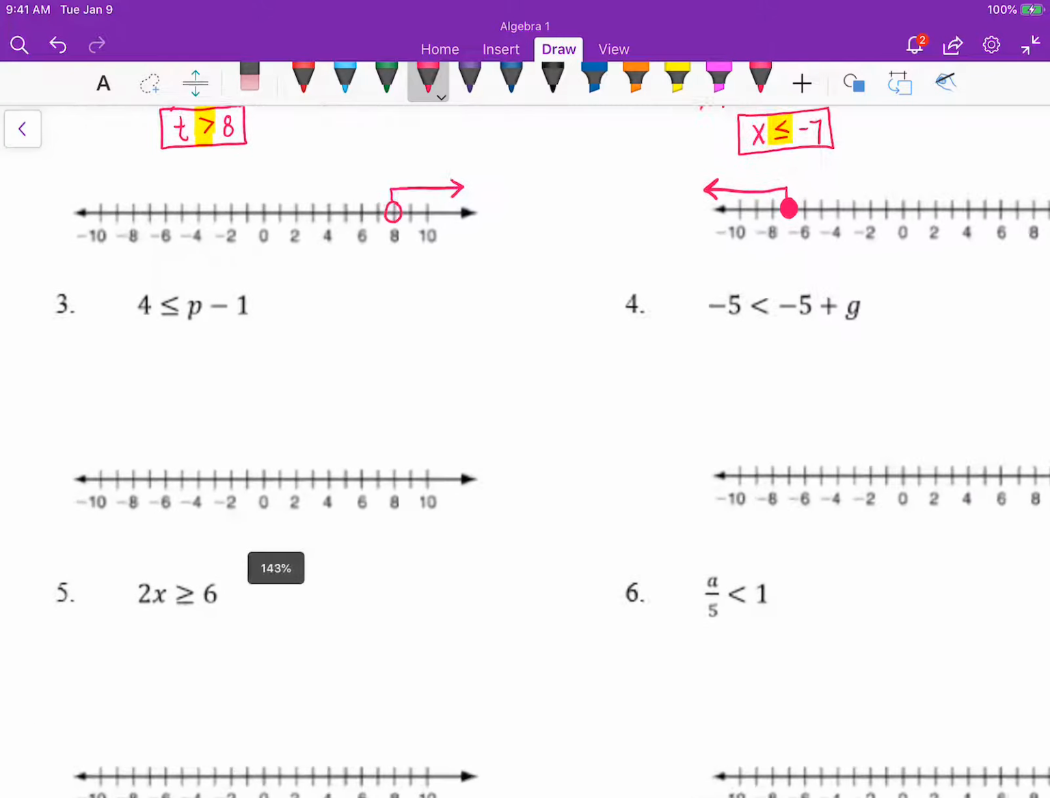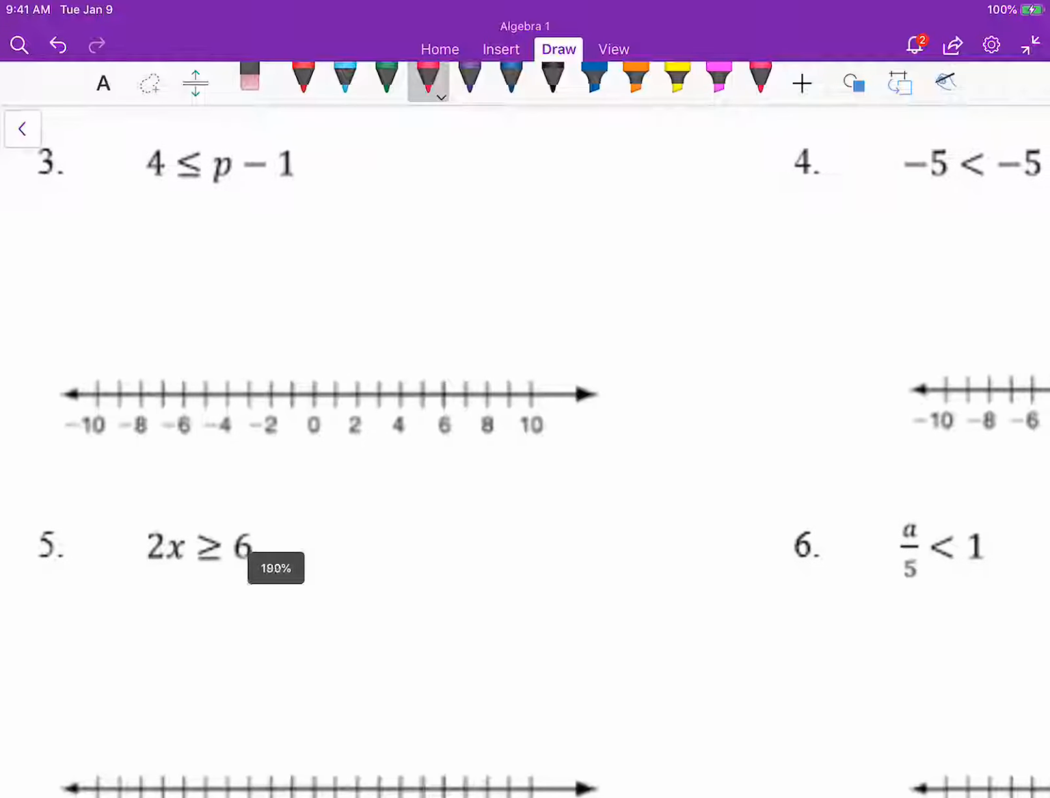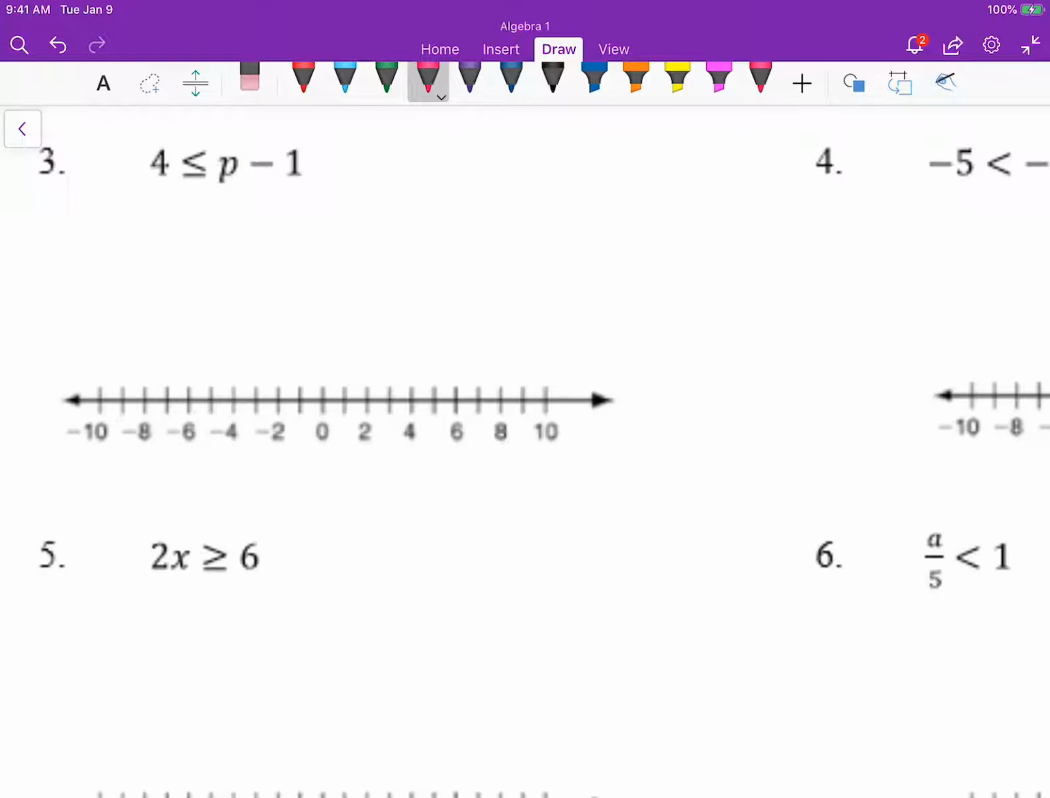After that, number 3, you'll see that the variable, the p, is on the right-hand side in this one. So as I work to get p alone, I'm going to do the same thing I would always do, just work to get p by itself. I'm going to plus the 1 over. 4 plus 1 on the left-hand side is 5. You can't just switch things around right now, okay? Keep the symbol less than or equal to, and then I have the letter p.